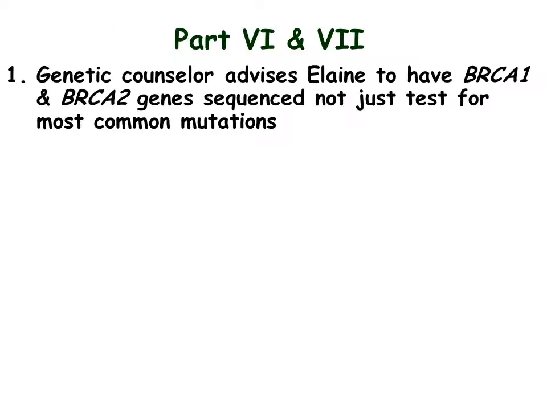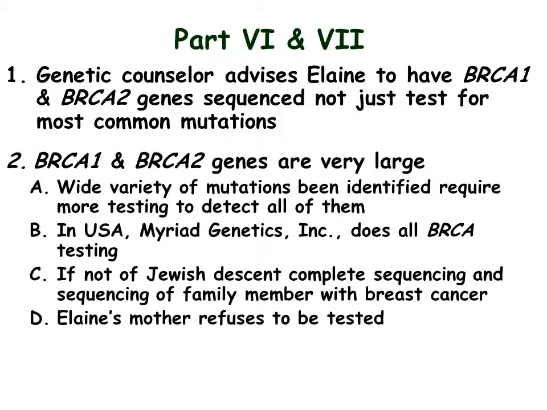So, with part 6 and 7, the genetic counselor does advise Elaine to have the BRCA1 and 2 genes sequenced, not just for the common mutations, because since there is indication that this is present in her family, and since these are fairly large genes, there could be lots of different types of mutations. There have been those reported, so getting the whole thing sequenced is important. And as I've said, they're very large. A lot of mutations have been identified.